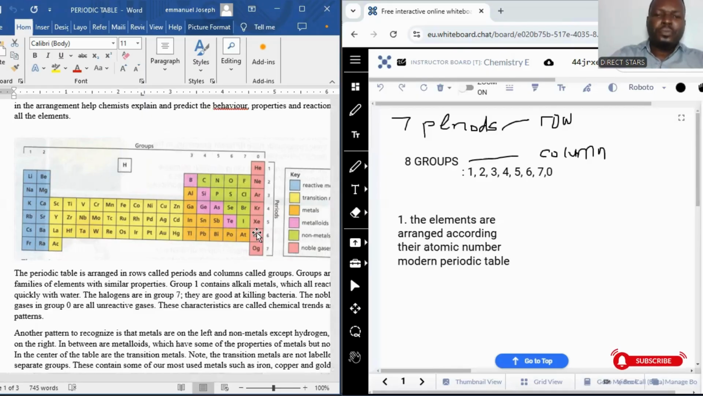So that is all about the development of the periodic table.